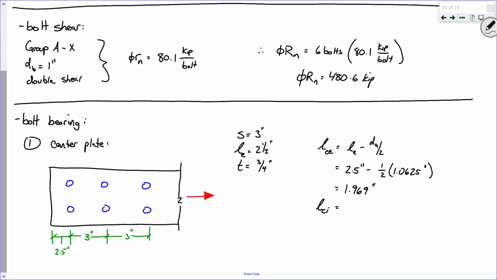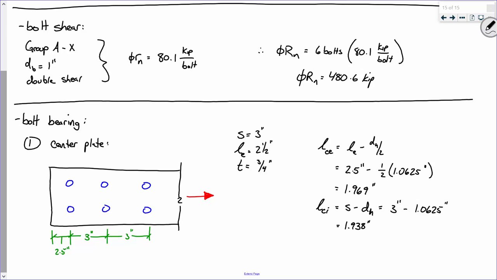LCI. Now, what's LCI? It's right there. There we go. You do know. I challenge that, sir. S minus DH. So that is 3 inches minus 1.0625. What's that going to be? 1.938. I got a second on that? All right, there we go.